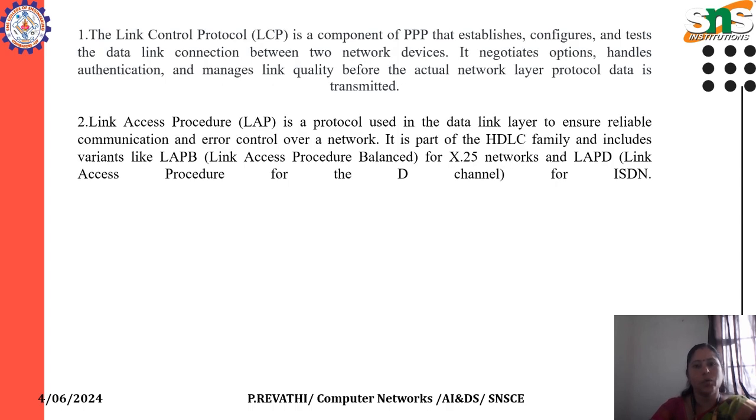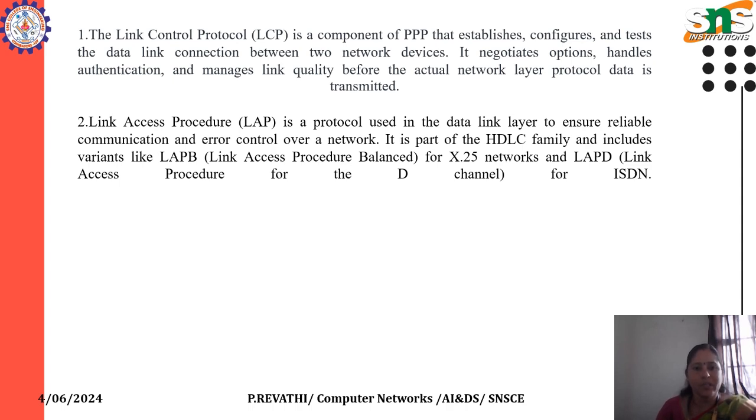Link Control Protocol is a component of PPP, that means Point-to-Point Protocol, that establishes, configures and tests the data link connection between two network devices. It negotiates options, handles authentication and manages link quality before the actual network layer protocol data is transmitted.